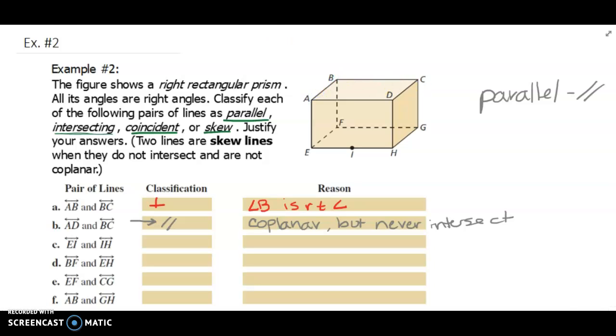All right, now let's do another example. So EI is right here, and we're talking about the line, so we're talking about this whole line. So EI and IH, so we're talking about this whole line too. Okay, this would be an example of coincident lines. They're the same line, different name.